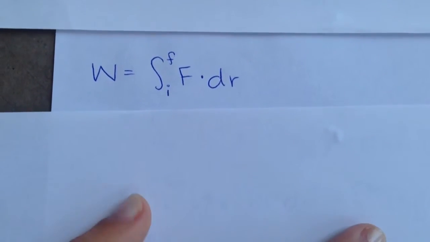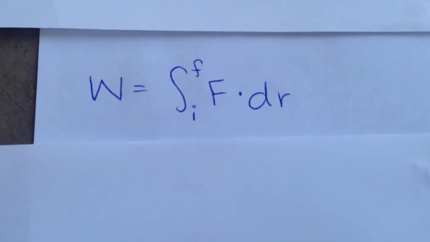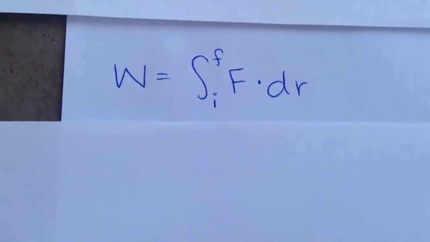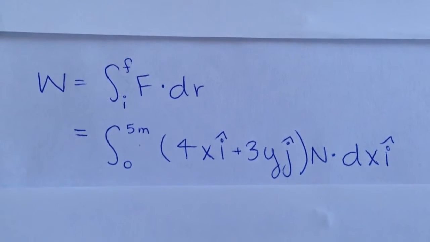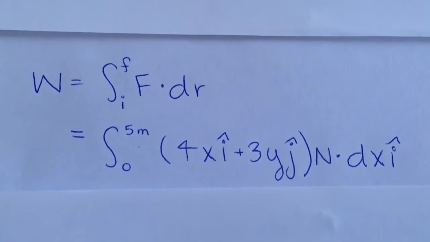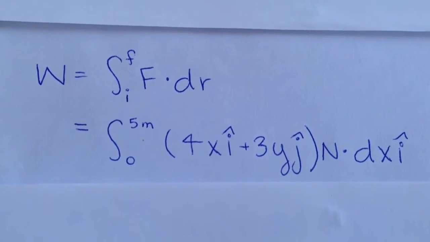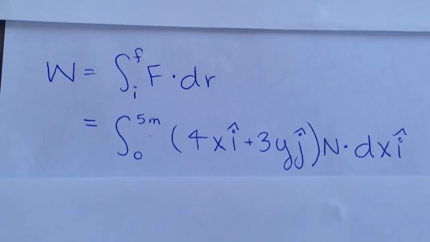So we can use the equation, work is equal to the integral of force dot dr from i to f. And if you don't understand calculus, you won't understand this problem, but if you do, just keep listening. So then we can plug in the numbers to get work is equal to the integral of 4x i hat plus 3y j hat newtons dot dx i hat, since the particle moves along the x-axis from 0 to 5 meters.